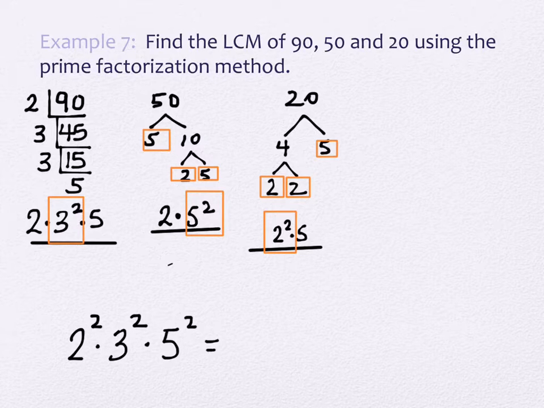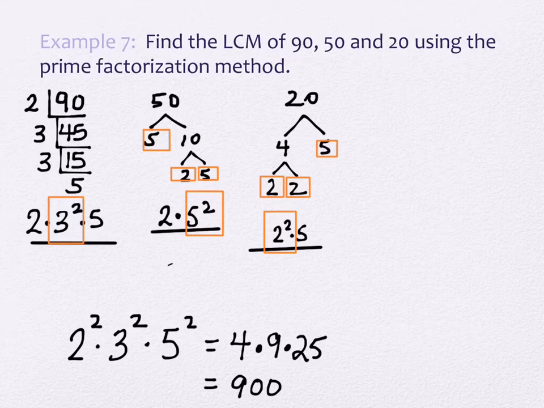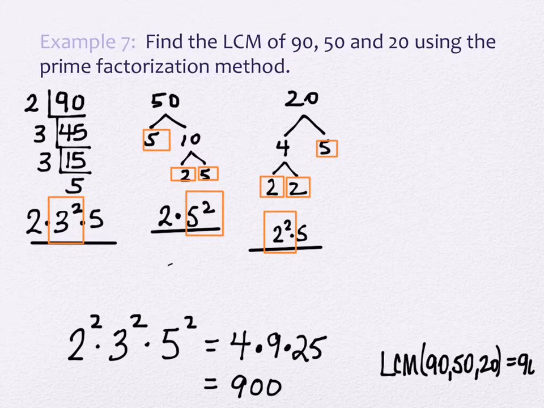Your last step is to actually multiply these out. So you can write it in your calculator like that. You can change this to 4 times 9 times 25. Whatever it takes. Eventually you will end up with 900. So your least common multiple of 90, 50, and 20 is 900.